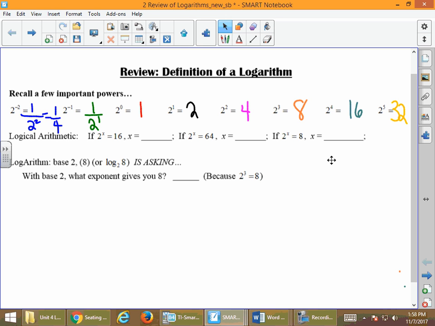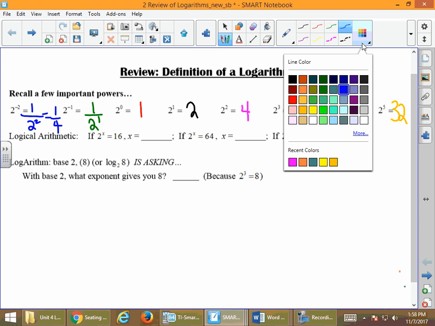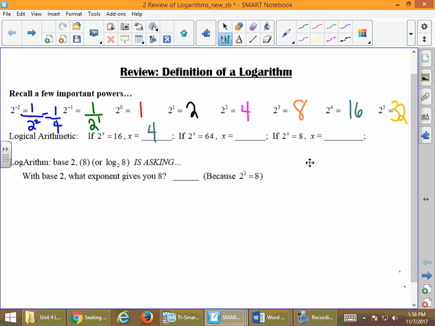So the question is, if 2 to the x equals 16, what does x equal? Well, we can look up above there and we see where we found 16. So if we work backwards, what we see is that x is going to be 4. Now we don't have 2 to the x equals 64, but can we figure it out? In other words, what we're asking is, what exponent that we put on 2 is going to give us 64?